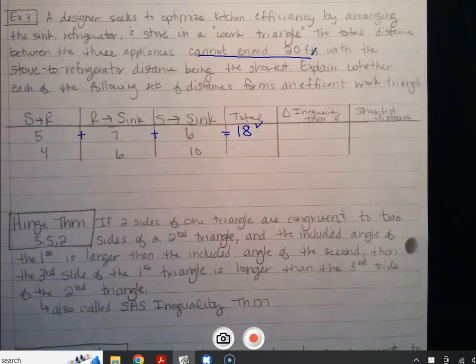But the next one's 20. The next one is 20. Okay, so 4 plus 6 plus 10 equals 20. But it said it can't exceed 20, so did we exceed it? No. No? Okay, so far we're good. We haven't exceeded 20. Okay. Let's actually jump over to, well, let's go ahead and look at it. The triangle inequality theorem. What did that say?